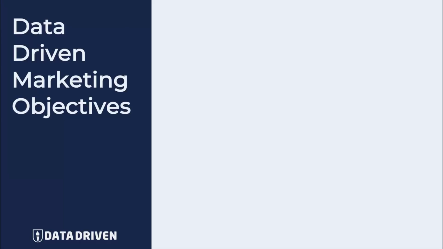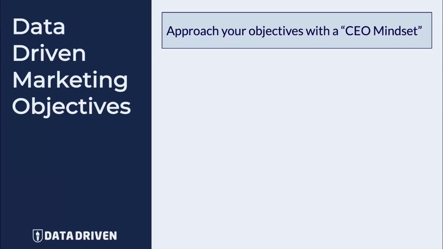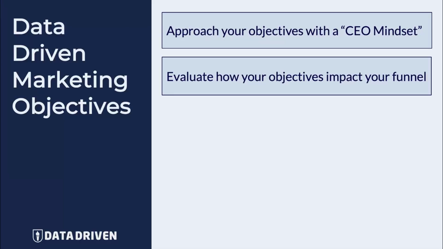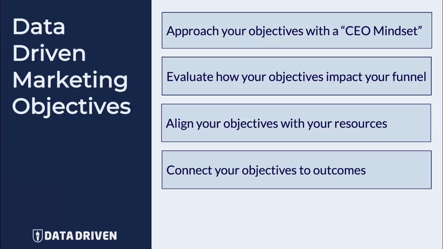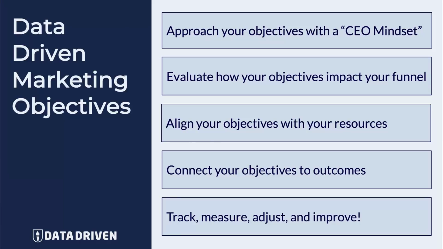To summarize what we talked about in this video, you want to approach your objectives with a CEO mindset. You want to evaluate how your objectives impact your funnel. You want to align your objectives with your resources. Then you need to connect your objectives to the outcomes you expect. And finally, make sure you are tracking, measuring, adjusting, and improving every step of the way.